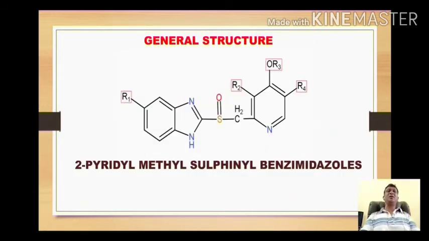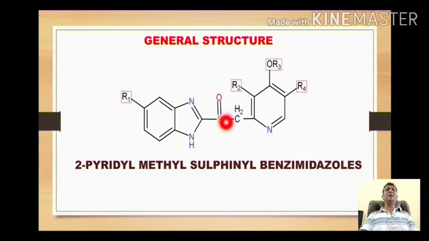This is the general structure possessed by all the proton pump inhibitors. So that's why it is called the general structure. Here we find that there is presence of two heterocyclic rings: the first one is benzimidazole and the second one is pyridine ring. Both rings are attached by this sulfinyl methyl group. The sulfinyl group is attached on the second position of benzimidazole, while the methyl group is attached on the second position of pyridine.